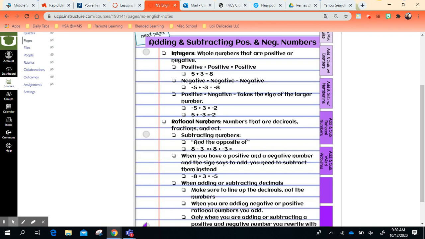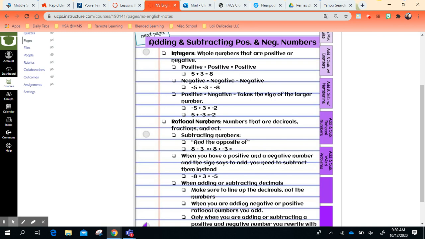So if you have a positive number plus a positive number, it equals a positive number. Because 5 plus 3 gives you 8 and it's still positive, right? Negative number. So if you have a negative 5 plus a negative 3, you're still adding those two numbers together and it gives you a negative number. So those two should be the easiest ones for you to remember, right?